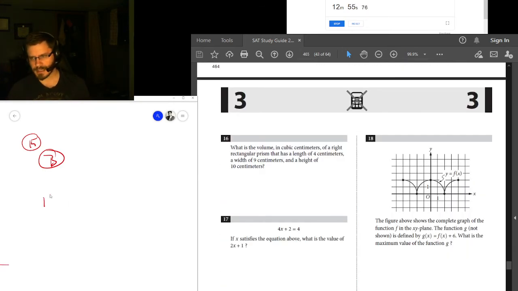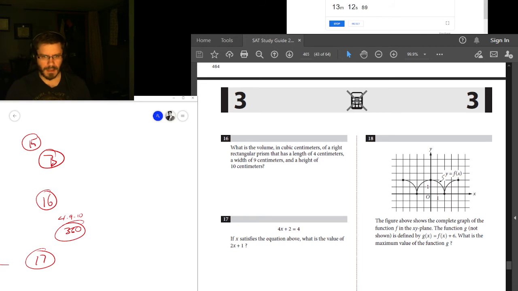All right, 16. What is the volume in cubic centimeters? Volume is just area of a base times the height. So 4 times 9 times 10, that's 360.